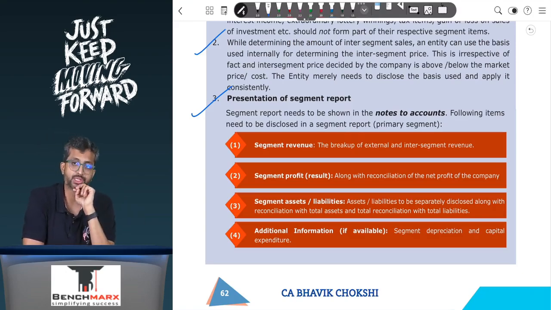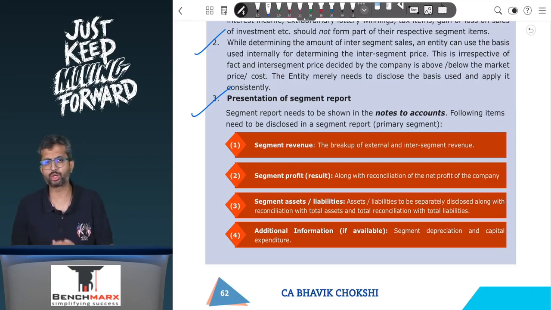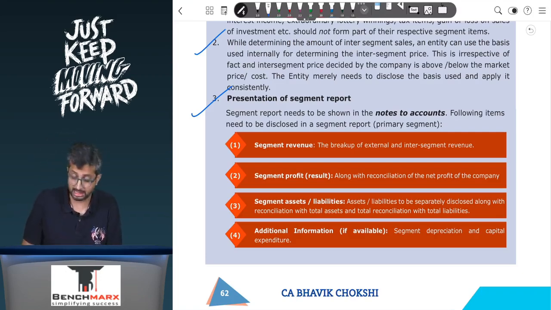Second, segment profits. Now I don't have to show line by line every expense like I prepare in my Schedule 3 for P&L. I can directly show the segment result. So segment result is segment revenue minus segment expenses, and that segment revenue is calculated as allocable segment revenue minus allocable segment expenses, and that will give you your final answer as segment result or segment profit.